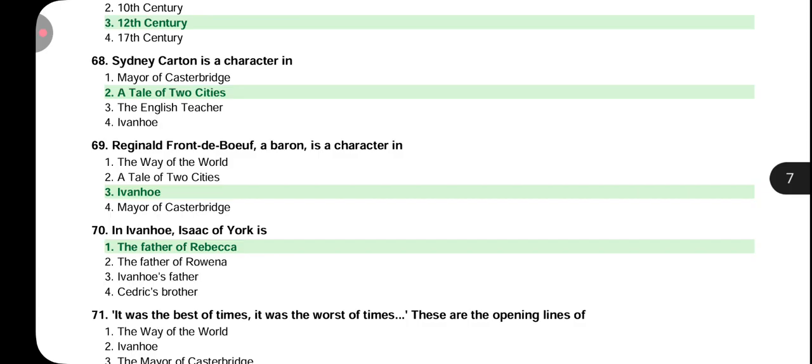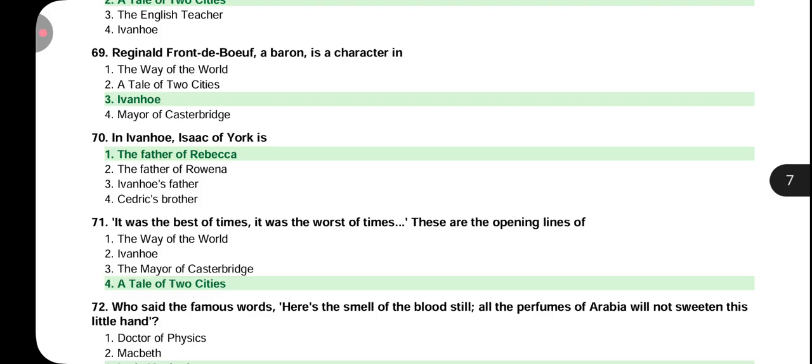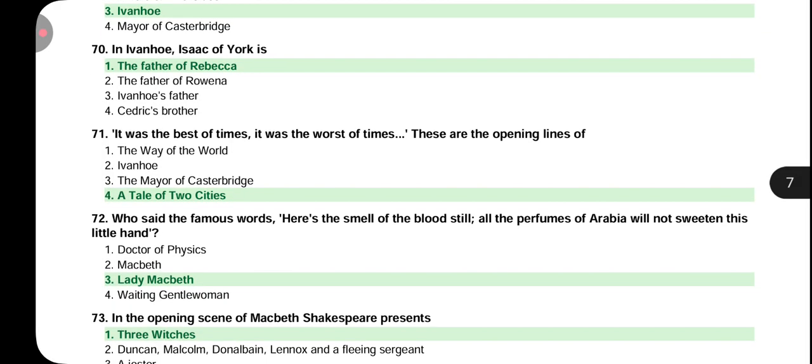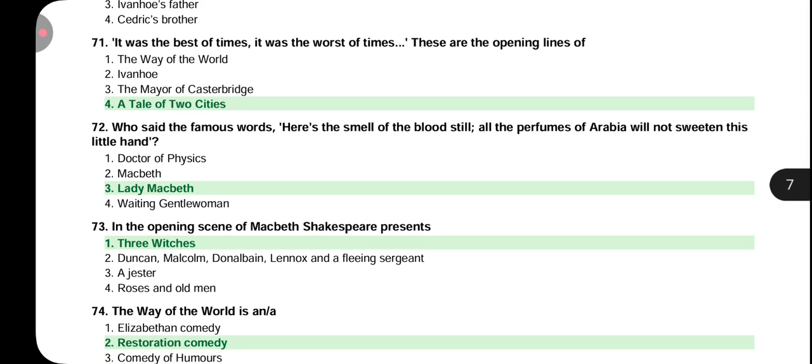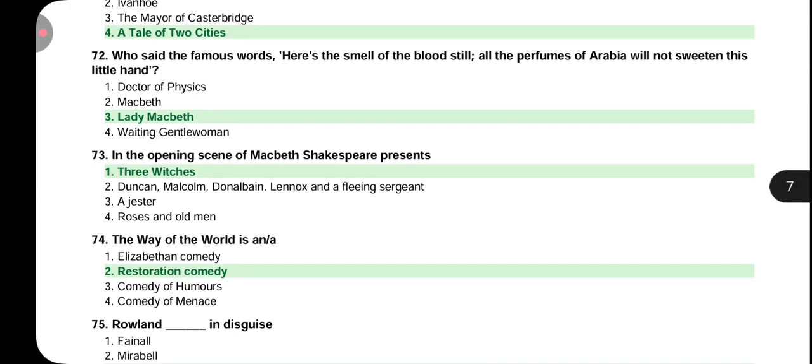68th. Sydney Carton is a character in A Tale of Two Cities. 69th. Reginald Front-de-Boeuf, a baron, is a character in Ivanhoe. 70. In Ivanhoe, Isaac of York is the father of Rebecca. 71st. It was the best of times, it was the worst of times. These are the opening lines of A Tale of Two Cities.